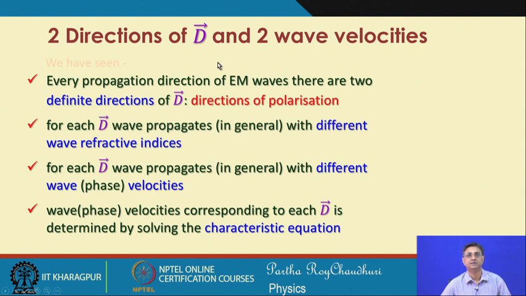So, the two directions of d and two wave velocities. This we have seen that for every propagation direction of electromagnetic waves, there are two definite directions of d, and these are the directions of polarization. Now, for each d the wave propagates in general with different wave refractive indices.